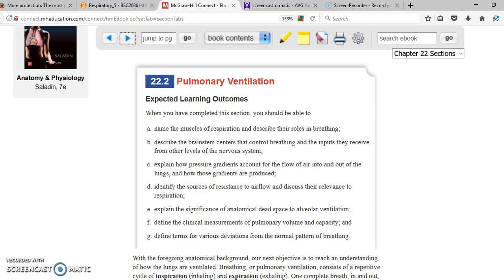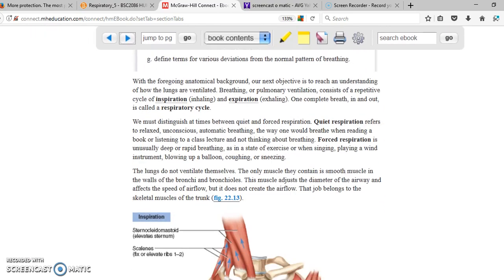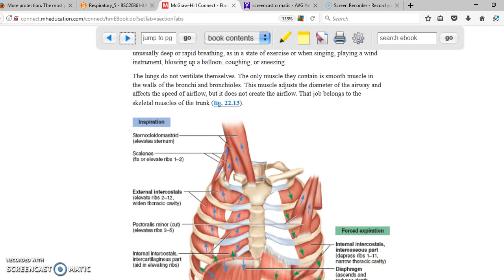Okay, the next topic is pulmonary ventilation. This means how the air goes in and outside your lungs. And that is because we have muscles. The main muscle for respiration, meaning inspiration and expiration, is going to be the diaphragm. Right? The diaphragm moves up and down, and that allows us to breathe.